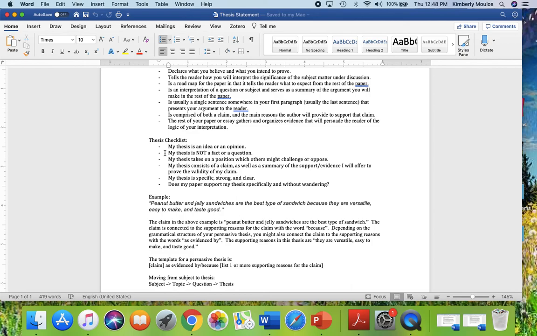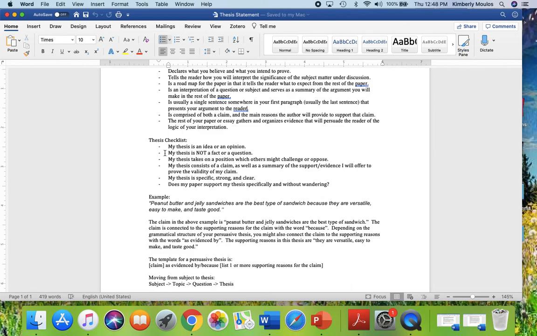So in a persuasive paper, this is a really basic example. This wouldn't obviously be something that a college student would be writing about, but the claim that there are 50 states in the United States is a fact. It's not an opinion. Nobody would disagree with it. So it's not a really strong thesis statement. It's just a matter of fact.